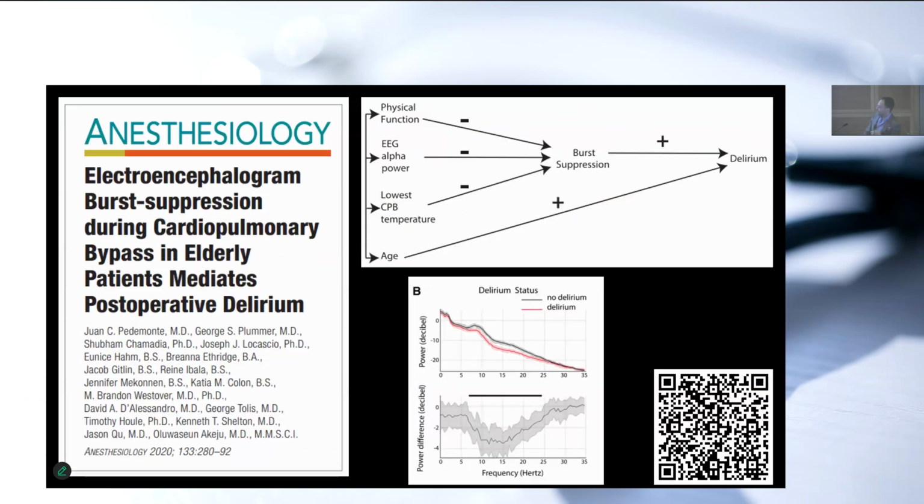And that same group goes on to say, well, is this just a statistical covariate, or does burst suppression actually produce badness? And using a methodology which is well beyond the scope of this talk, they basically say that burst suppression is not just an associated finding, it's actually a mediator of delirium in cardiac surgical patients. So in other words, these other statistical variables, in the absence of burst suppression, do not themselves predict delirium, which is quite surprising, right?